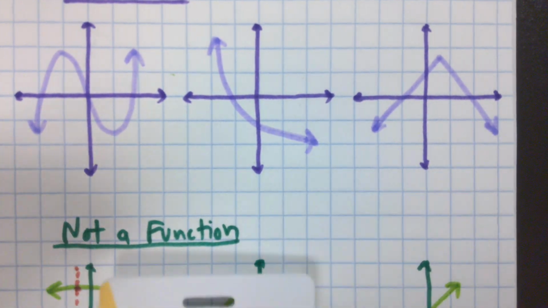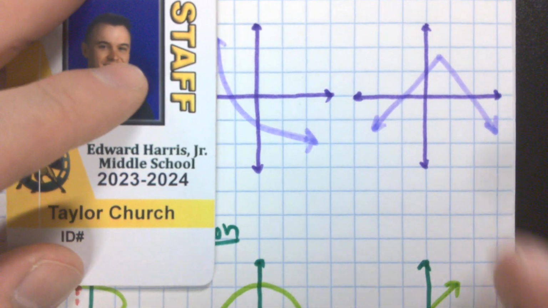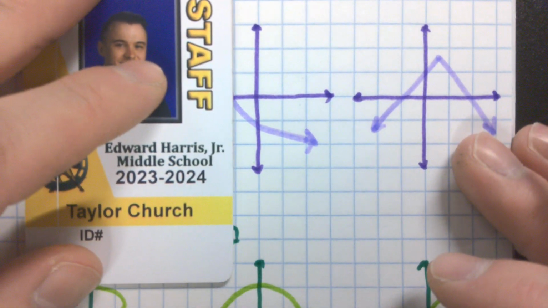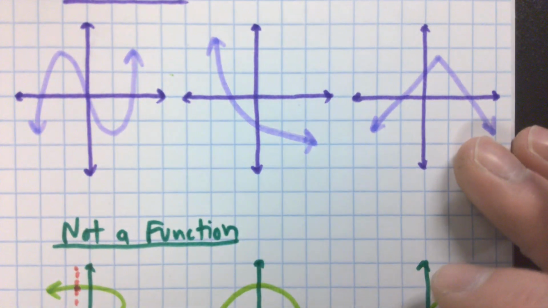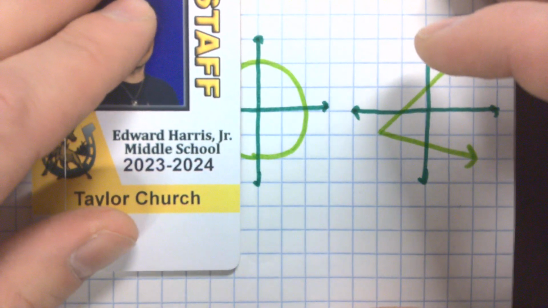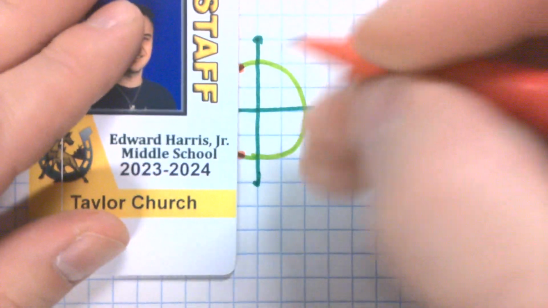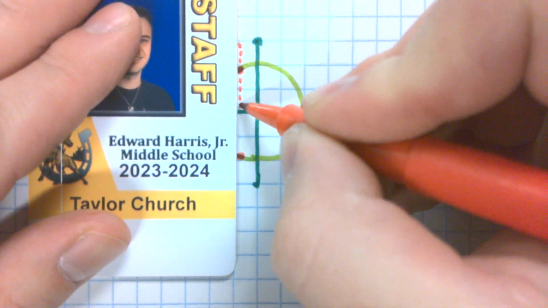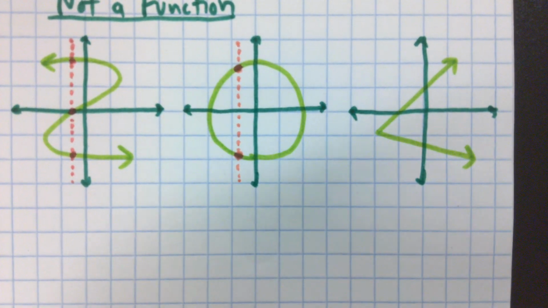Let's look up to this little skate ramp. If we drag from left to right, we've only got one point, one point, one point, one point. Yep, there's no places where my points cross. Down here with this circle, obviously, we've got a point right there and a point right there. Those two points are on the same vertical line. That circle is not a function.